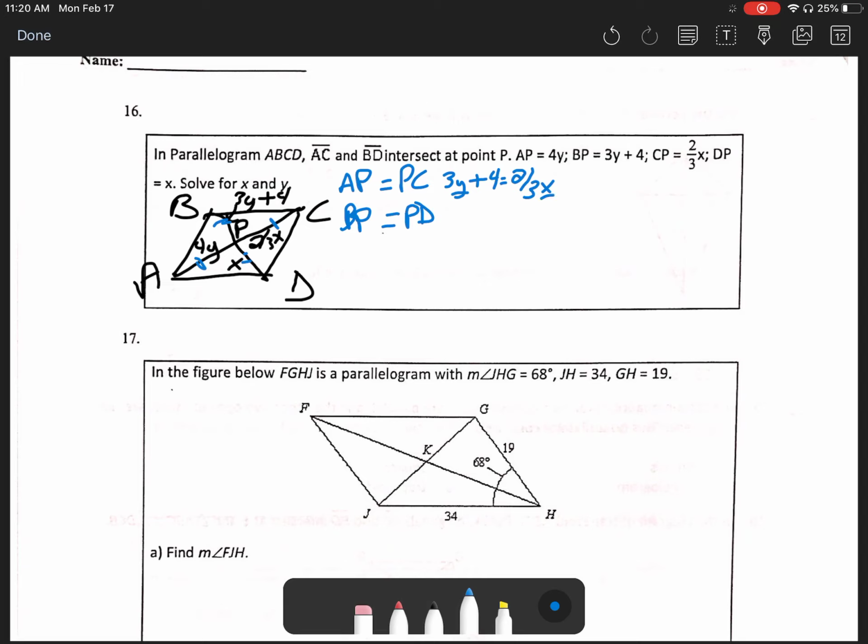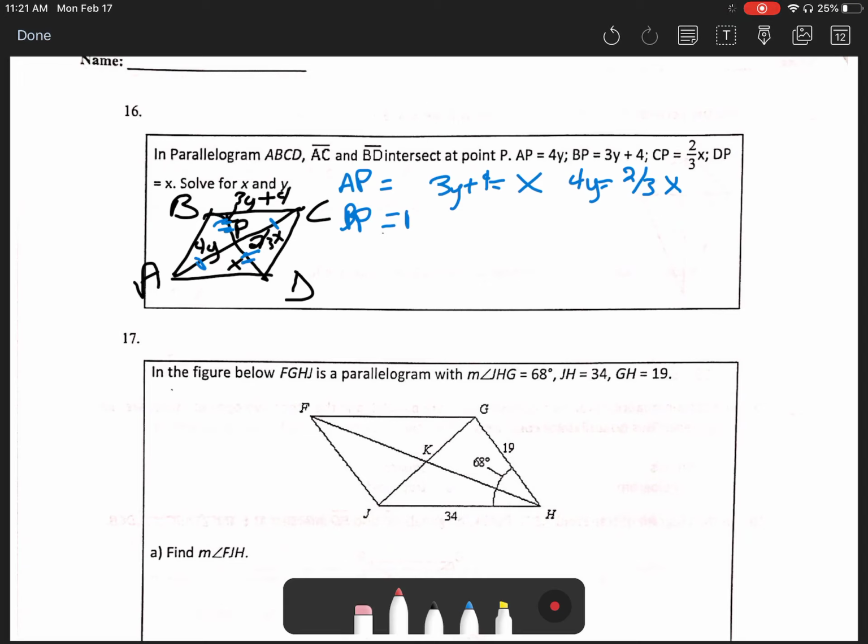The other thing that I know is true is that, oh geez Louise, no, I got it. Actually, I set this up wrong, sorry about that, guys. It's going to be 3y plus 4 is equal to x, there we go, because this part is congruent to this part. And then I also know that 4y is equal to 2/3 x.